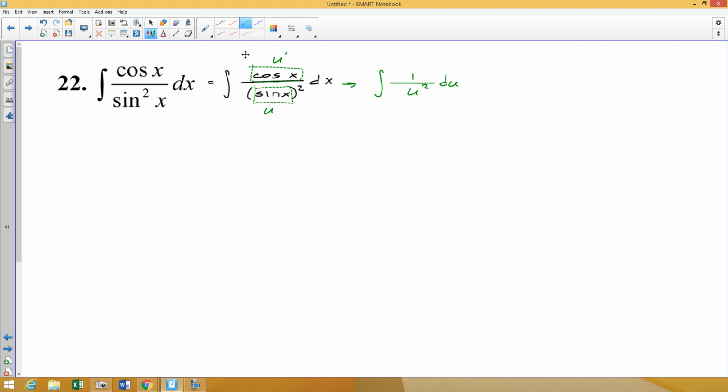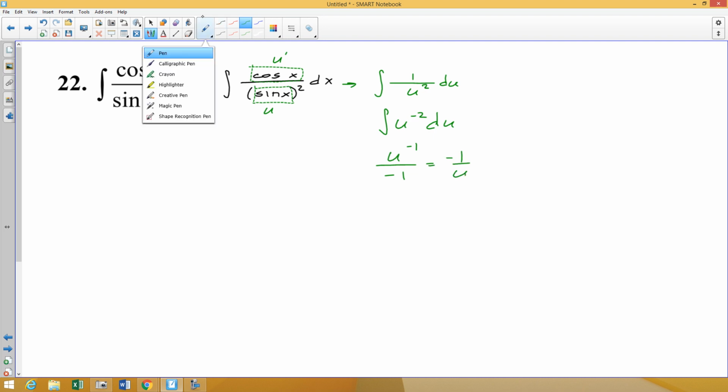And then we have to do the antiderivative of 1 over u squared. So the u sub, the objective is to clean up the function, make it a little less ugly, and cosine over sine squared is definitely uglier than 1 over u squared. 1 over u squared we integrate by bringing that u up, and we can do a nice power rule. Add 1, u to the negative 1 over negative 1, which is the same thing as negative 1 over u, and then we will plug our u back in. So my answer is going to be negative 1 over sine x plus c.